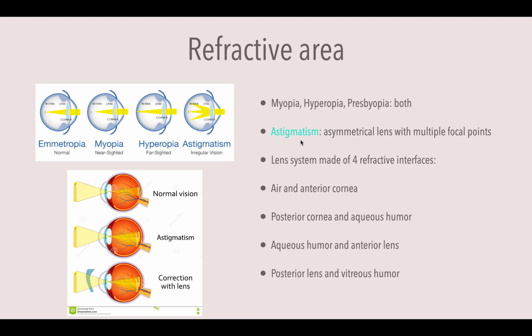Astigmatism is when an asymmetrical lens is going to have multiple focal points. The lens system is made out of the 4 refractive interfaces, so it's the air, and then the cornea, then the aqueous humor, then the lens, and then the vitreous humor.